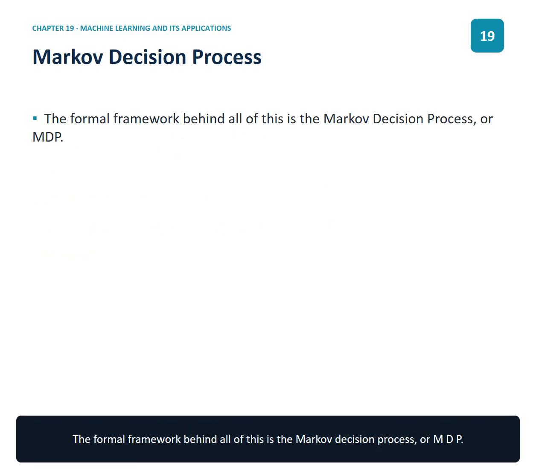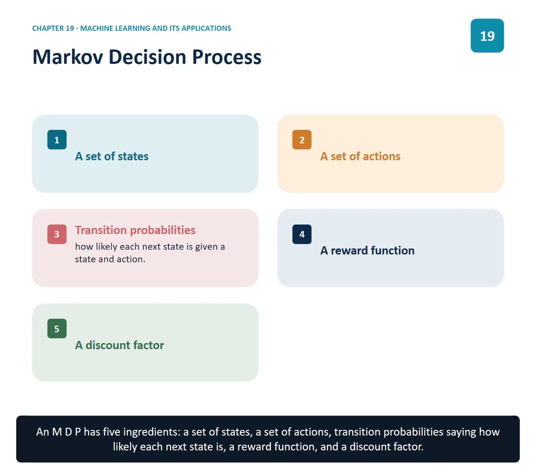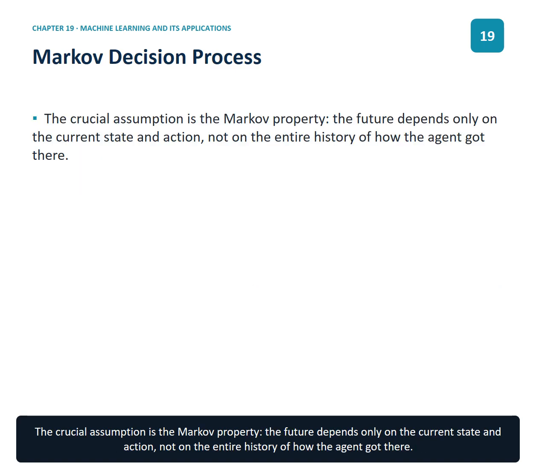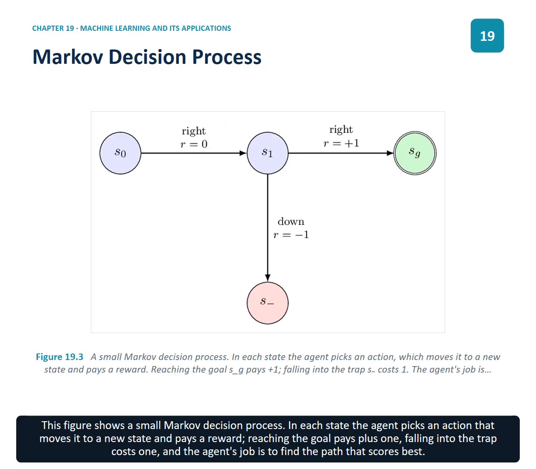The formal framework behind all of this is the Markov decision process, or MDP. An MDP has 5 ingredients: a set of states, a set of actions, transition probabilities, saying how likely each next state is, a reward function, and a discount factor. The crucial assumption is the Markov property. The future depends only on the current state and action, not on the entire history of how the agent got there. This figure shows a small Markov decision process.